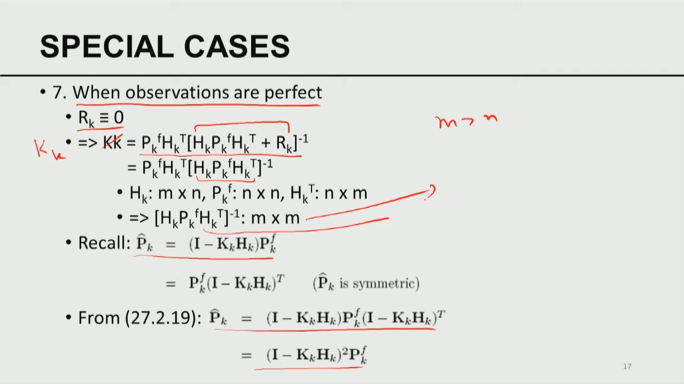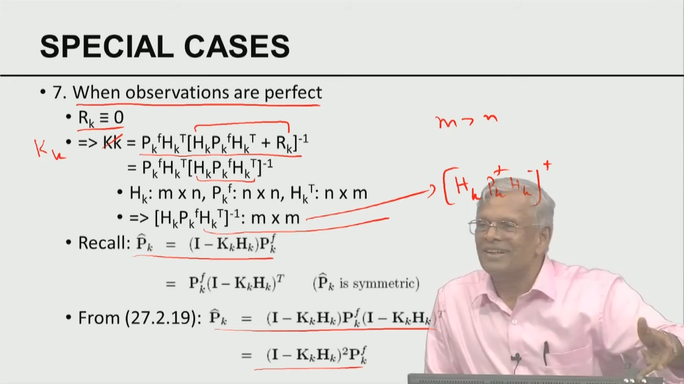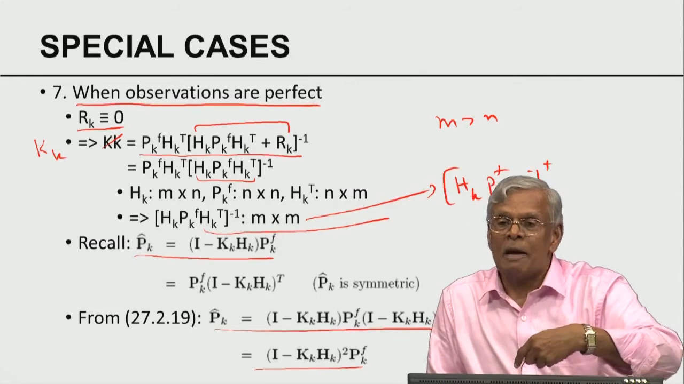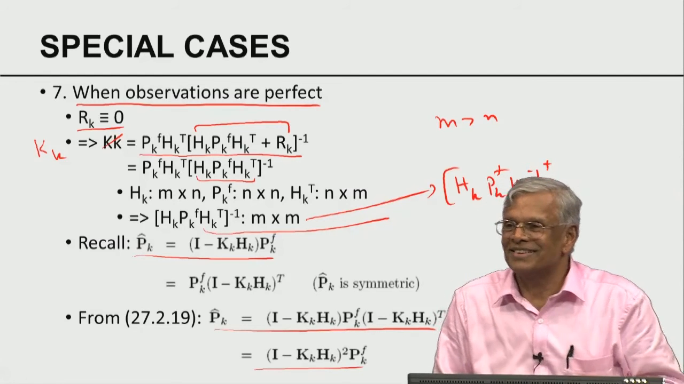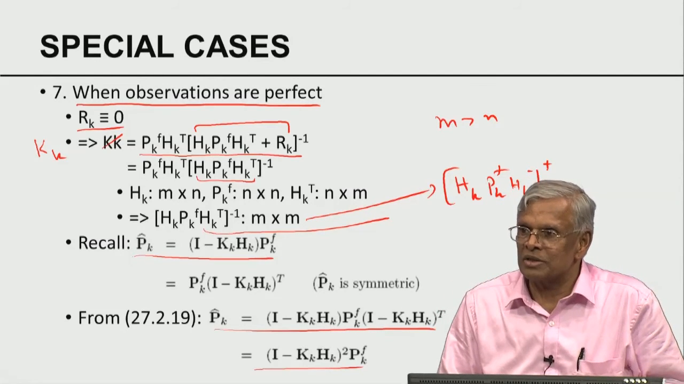So in this case, what is one way of computation you need to deal with? I simply take the generalized inverse which we have seen. That could be a numerical difficulty. Computing the generalized inverse is not easy. Therefore, what is the story? We would tend to think that if the observations are perfect, meaning there is no error, that will help you. But within the context of the Kalman filter equations, perfect observations are a nuisance in this particular case.